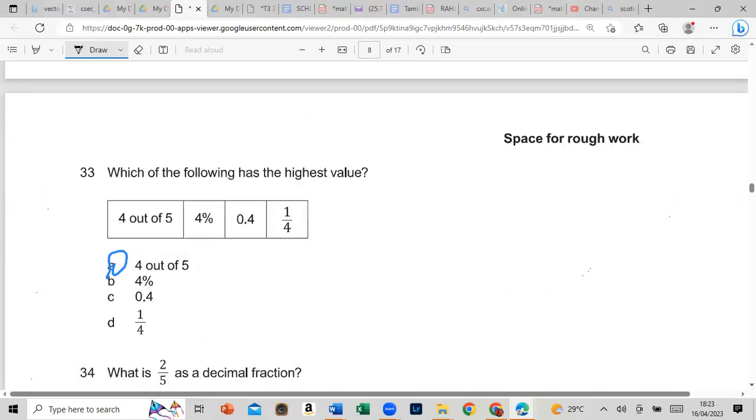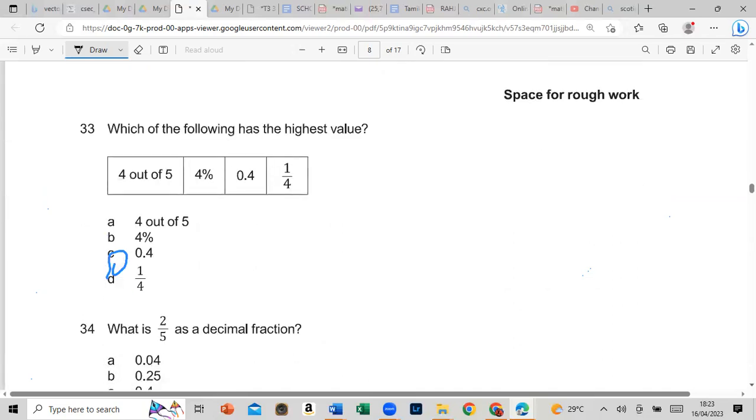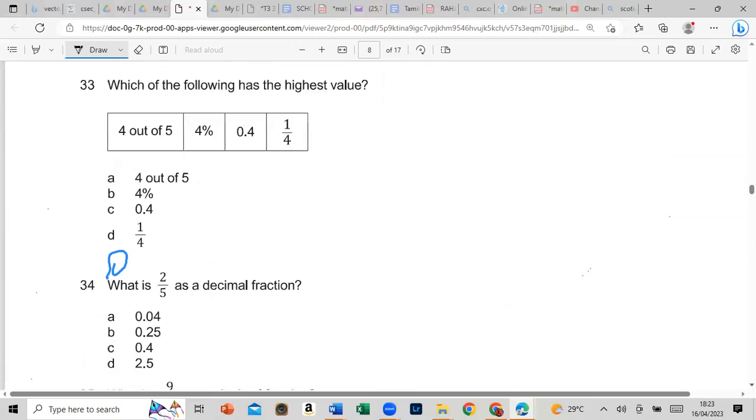All right. Which of the following has the highest value? 4 out of 5, 4%, 0.4, or a quarter? Sir, I didn't get it. Number 33. Which of the following has the highest value? Sir, I don't understand number 32. Hold on, number 32.